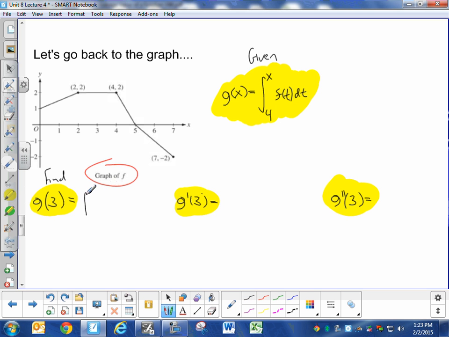I'll do the first one. G of 3 is the area from 4 to 3 under F. From 4 to 3, this is 1 by 2. That's a positive 2 from left to right. It would be negative 2 from right to left. Find G prime of 3 and G double prime of 3. Check with a neighbor. I need more people checking right now.